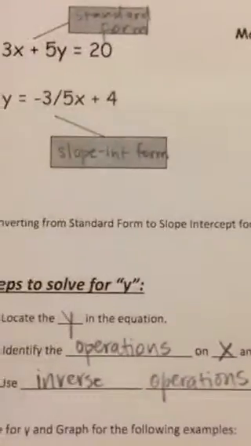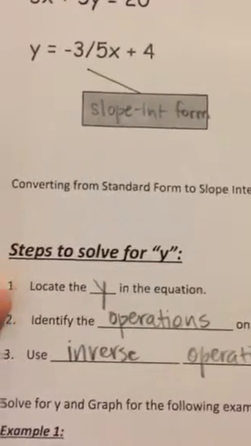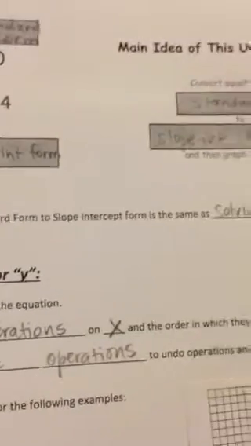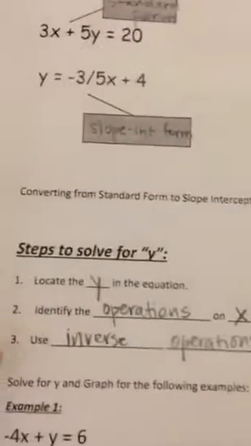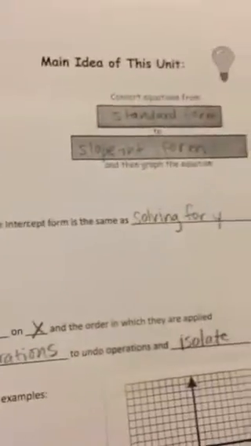And the steps for doing that, right here, number 1, it says to locate the y in the equation. Number 2, identify the operations on x and the order in which they are applied. And then number 3, use inverse operations to undo operations and isolate the y. So this is what that looks like.